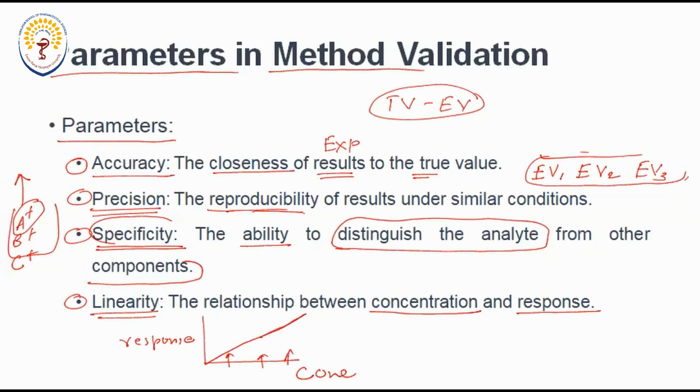Why does it have to be linear? Because if it is linear, then it will be easier for us to identify the unknown substance. Suppose that this is the graph, and let us say that we get a response at this point for an unknown sample. Now what we will do is draw a line parallel to the x-axis. It will cut this linear graph at this point. Now we will drop a perpendicular onto the x-axis. Now we can easily read the corresponding concentration, and this will be the concentration of the unknown sample which has given this response y.